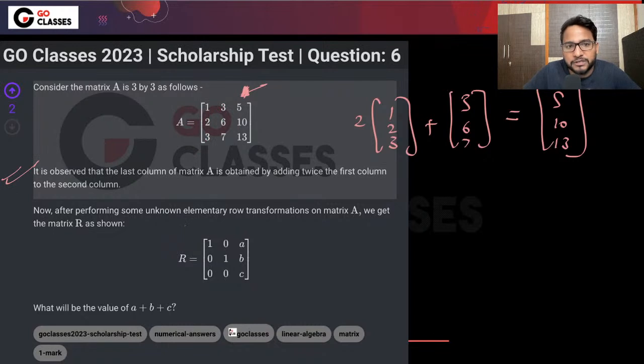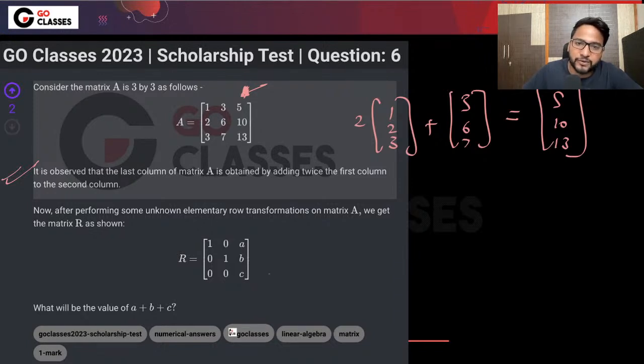Now, after performing some unknown elementary row operations on matrix A, we get the matrix R as shown here. Now they are asking the value of A plus B plus C. See, this is quite an easy question. Why is that an easy question?